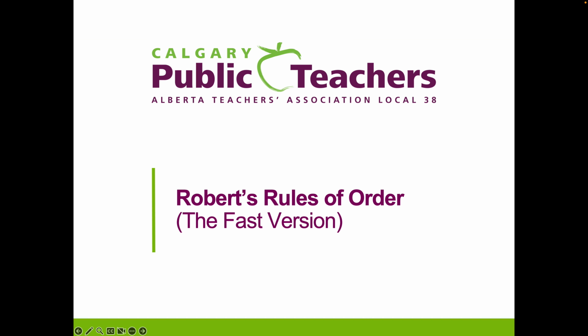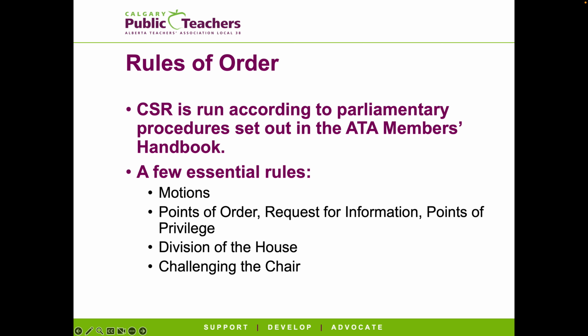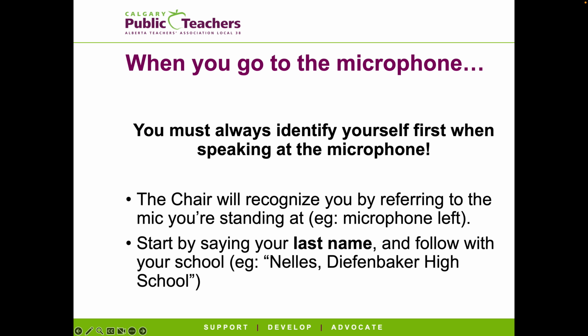Now, CSR meetings are run according to Robert's Rules of Order. On the Local 38 website, you will find a primer that gives you some concise information on what the typical orders and procedures are and how to navigate those, but we'll do that briefly here as well. So the details are in the ATA Members Handbook. You can find that on the provincial website. But some of the essential rules that you must know about are, how to make motions, what points of order are, what division of the House is, and what challenging the chair is. When you go to the microphone at CSR, always identify yourself first.